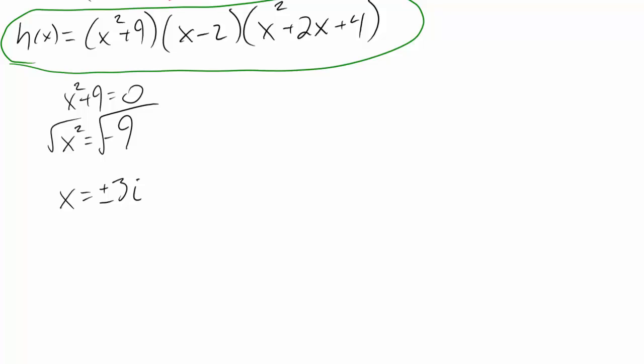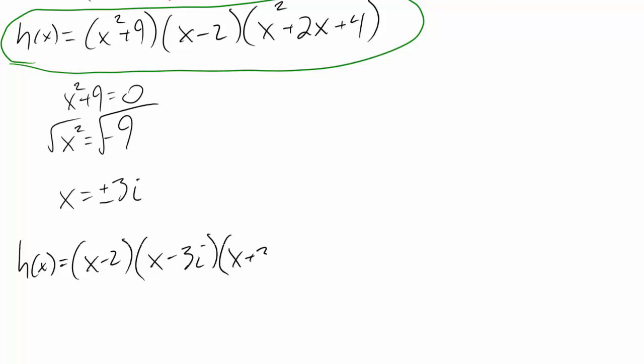So we've broken that guy down as far as we can, so that's going to give us our head start for the h of x. So we're going to leave the x minus 2 alone, as I mentioned before. And then we have an x minus 3i and an x plus 3i to go with that. But we still have this x squared plus 2x plus 4 still to deal with. And so we're going to take and set him equal to 0 as well.